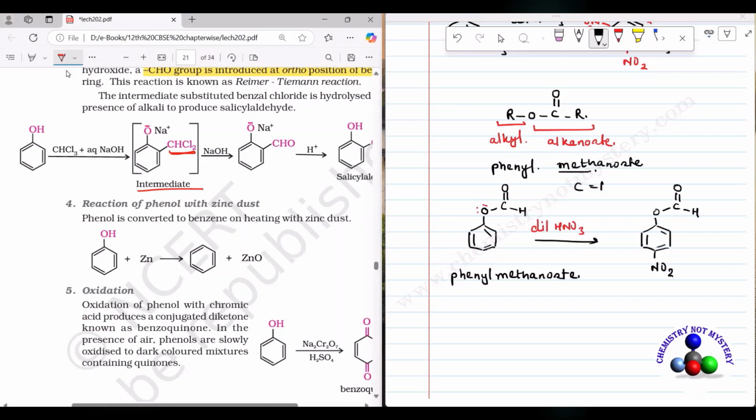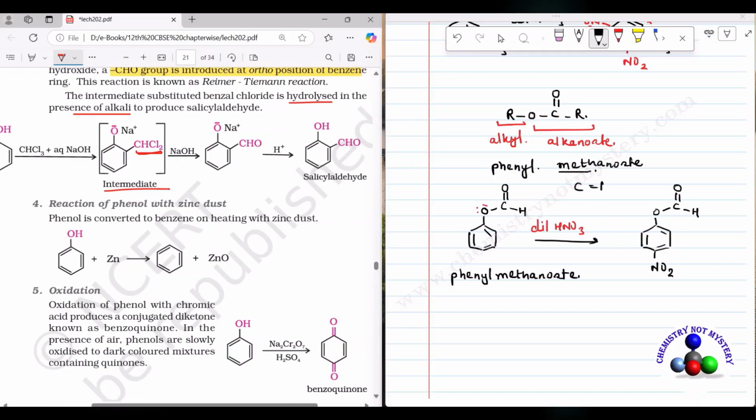It hydrolyzes in the presence of alkali to produce salicyl aldehyde. So here you will get a CHO group at the ortho position by the hydrolysis of CHCl2. When it is further treated with acidic solution, it results in the formation of salicyl aldehyde. Here the aldehyde group is bonded at the ortho position to phenol, and the common name of this molecule is salicyl aldehyde. Now come to the next reaction.